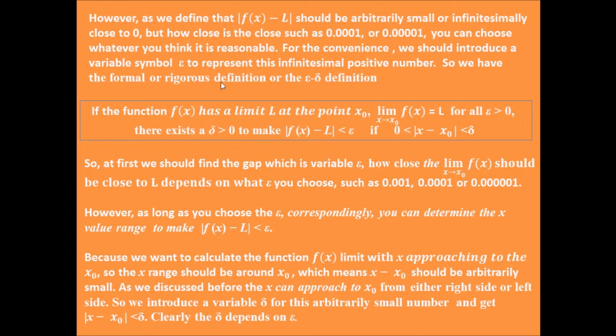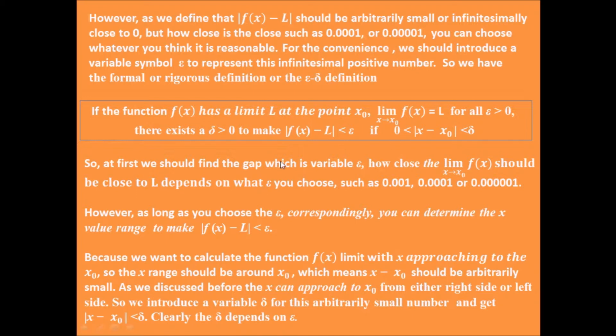The function f(x) has a limit L at the point x0, which means limit f(x) as x approaches x0 equals L. For all positive epsilon, there exists a positive delta to make the absolute value of f(x) minus L less than epsilon if the absolute value of x minus x0 is less than delta. Of course, it will be bigger than 0.